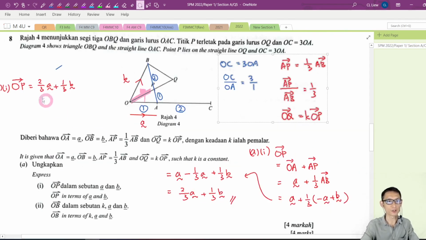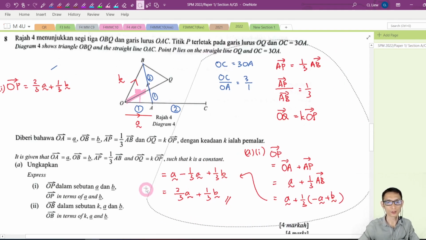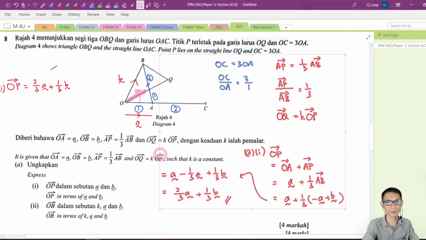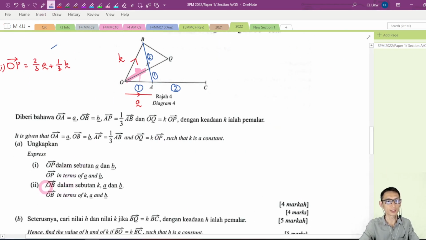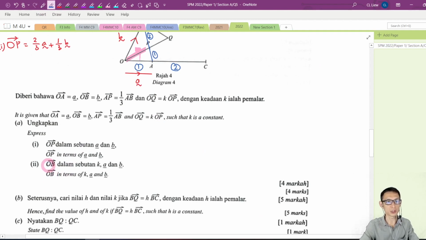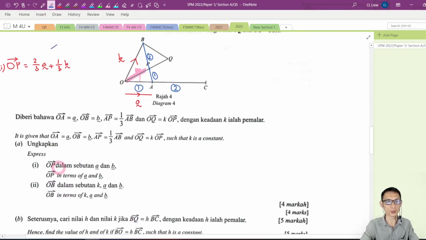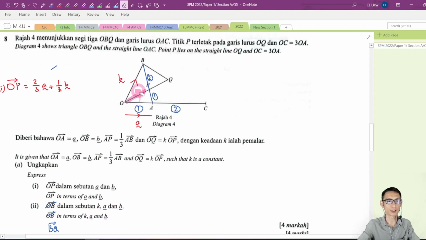Let me copy the answer over here. Maybe we need to use it later. Let me erase this one first. I think this one is a typing error. It should not be OB, it should be BQ. Let me change this one to BQ. So we want to express BQ in terms of K, A, and B. Where's BQ? BQ is over here.